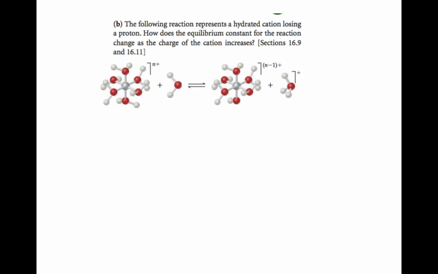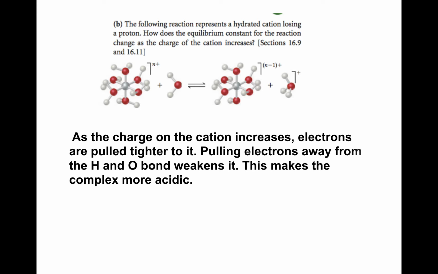The following reaction represents a hydrated cation losing a proton. How does the equilibrium constant for this reaction change as the charge of the cation increases? Okay, so when we have this highly charged cation, the more charge it has, the more it's going to pull electrons away from one of those OH groups and make it easier for that H to be donated to form a hydronium ion. So you get a Ka value for these hydrated cations.